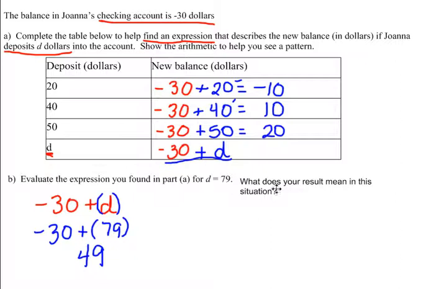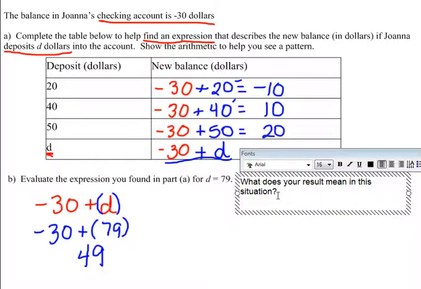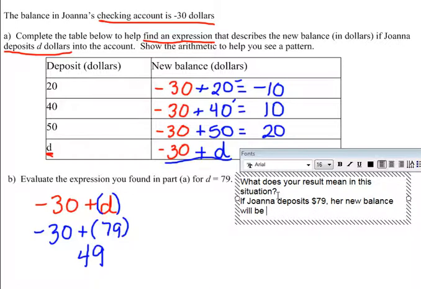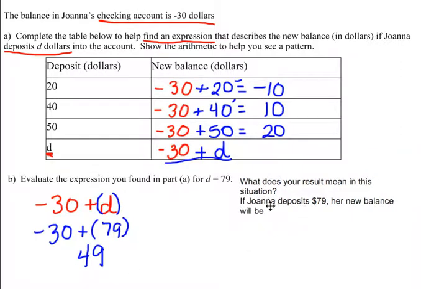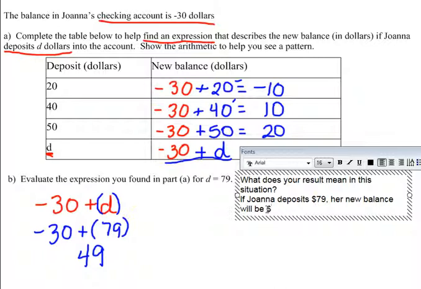Now we have to be sure that we answer the last part of the question. What does your answer mean in this situation? So if we think about what that means, remember that D was the amount that she deposited. So that means that if Joanna deposits $79, remember D was 79, her new balance will be, and remember we found that the new balance was going to be this 49 over here, so the new balance is going to be $49. And now we've answered all the parts of the question.